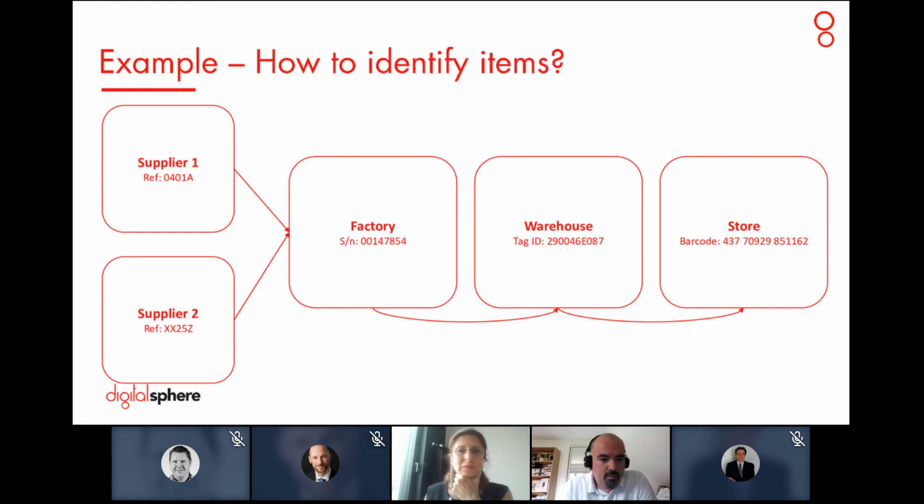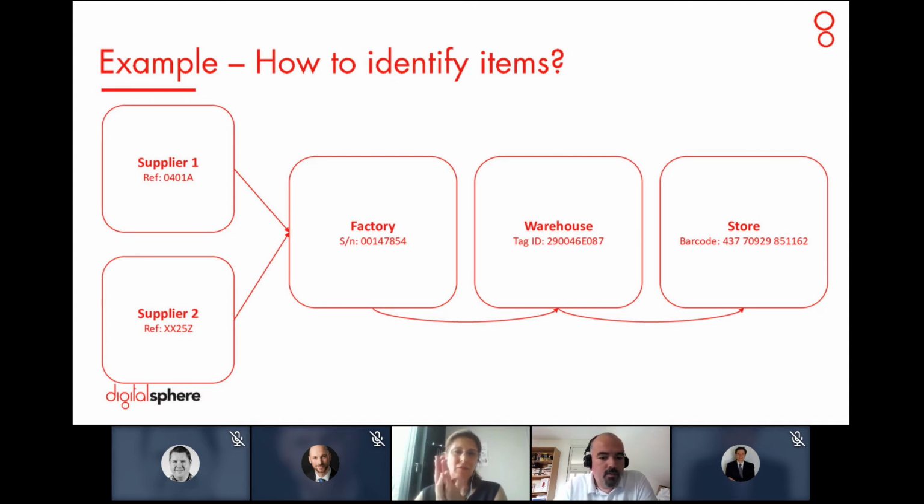Basically, what happens is, if you go to the question of how to identify items, you will get different types of IDs speaking about the same item, but in terms of data, it is through different ways of identifying it. For supplier 1 and 2, it could be 2 different reference numbers. For the factory, once it is built together, it's a serial number. Okay, makes sense. But again, you have 2 ways of identifying the same item.